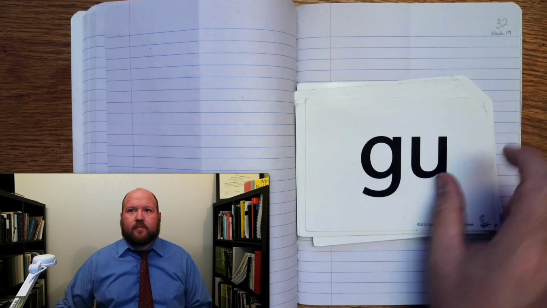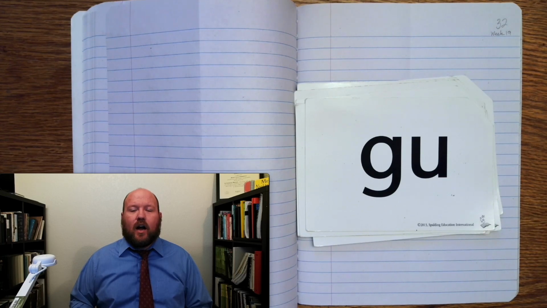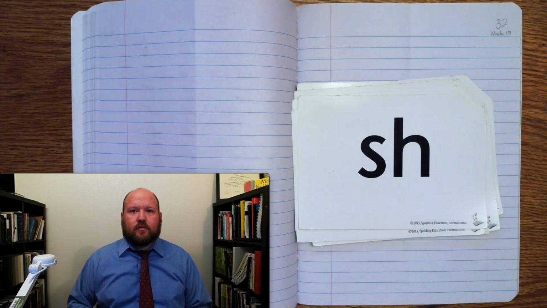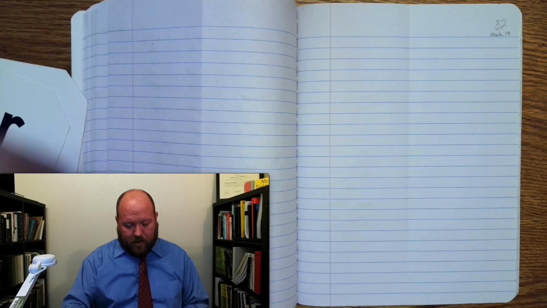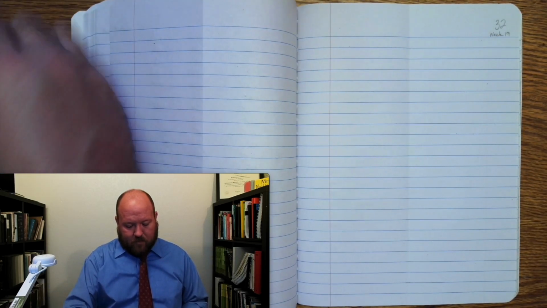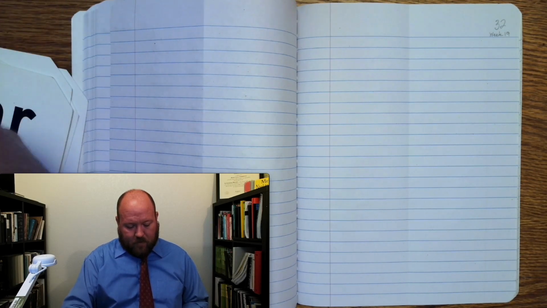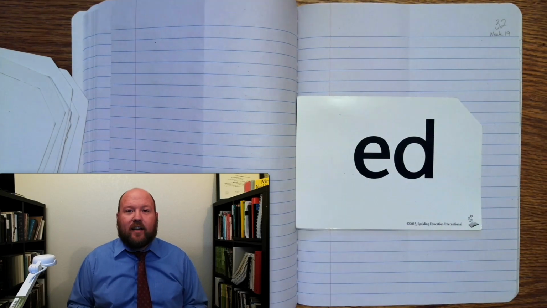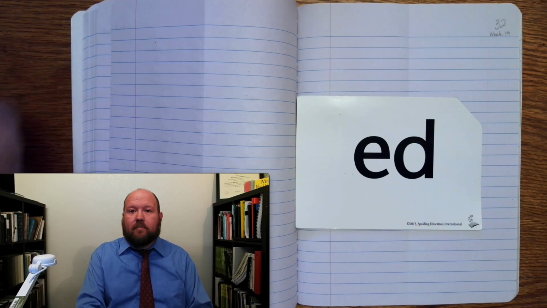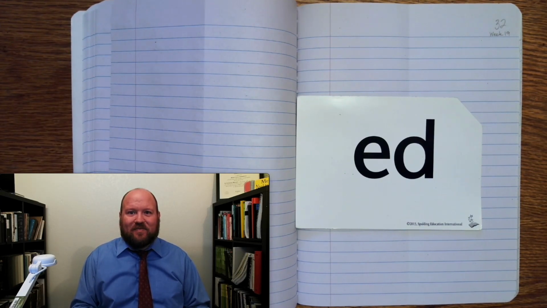W. G. R, two letters. Sh. When can I use it? Beginning of the word, end of the word, or the beginning of a syllable, ship. All right, there was one I missed. There we go. What's this one again? Ed, duh, t. And when can I use this phonogram? Past tense. All right, very good.